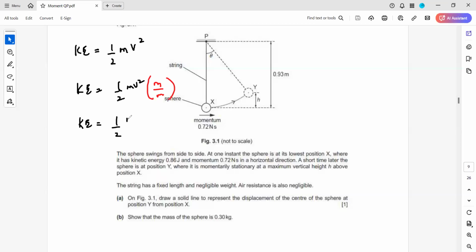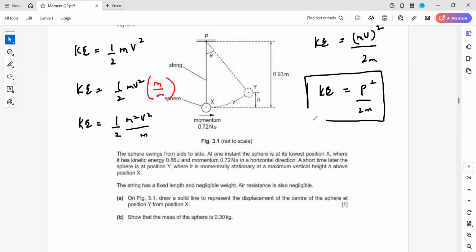So what will it become? It will become m squared v squared over m. So kinetic energy is (mv)² divided by 2m. So I can also say kinetic energy is equal to, since momentum is the product of mass and velocity, p squared over 2m. So this is a formula which relates the kinetic energy, momentum and mass.